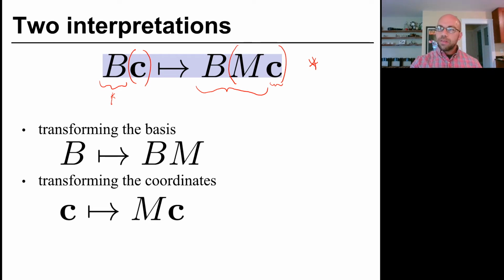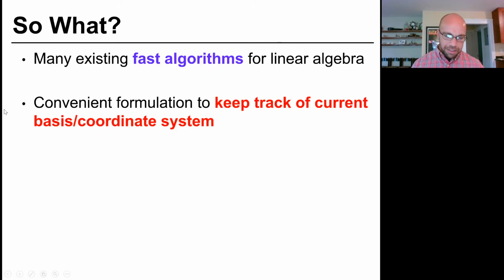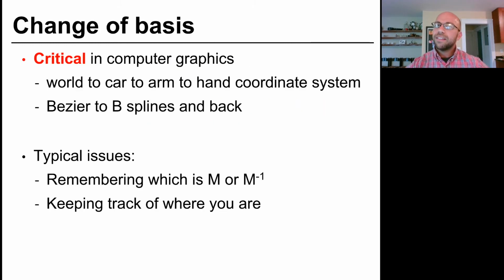Okay, so what? Why have we bothered to do all of this notation? Essentially, there are a lot of really fast algorithms for linear algebra, and what we're developing here is a nice formulation that's going to let us keep track of the basis, the coordinate system, and so on for all of our computations. And these sorts of changes of basis are really, really critical in computer graphics.